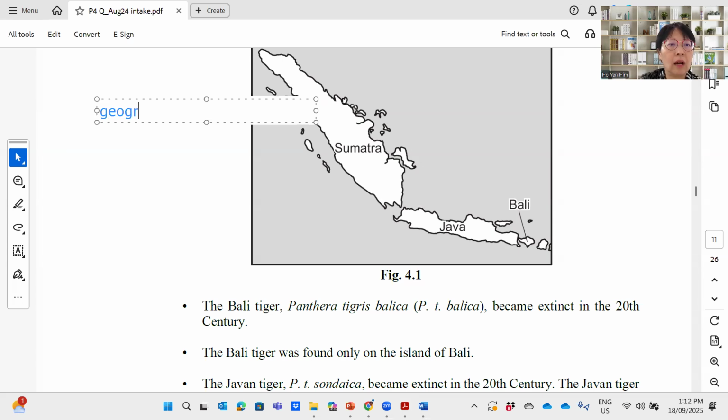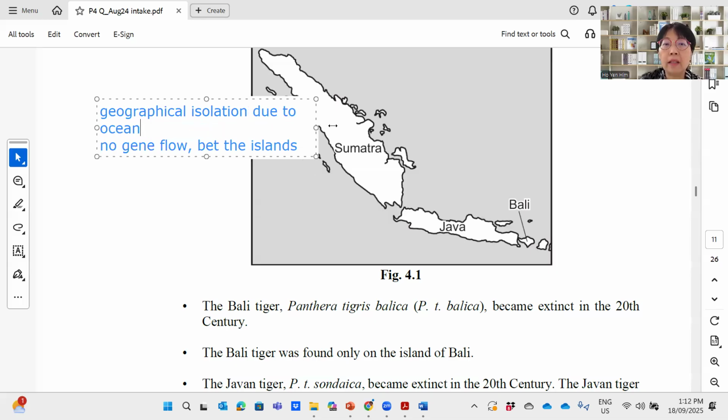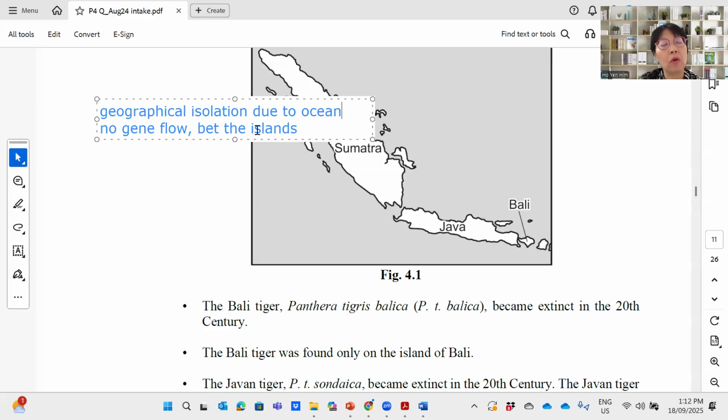So geographical isolation, and then no gene flow between the islands, the three of them, due to the ocean. So your answer must be very crystal clear to the point. Geographical isolation, then you must say what kind of geographical isolation. So here is ocean. Sometimes it can be mountain, sometimes it can be desert, right? Or lake. So you need to mention clearly to make sure you score the marks, okay?